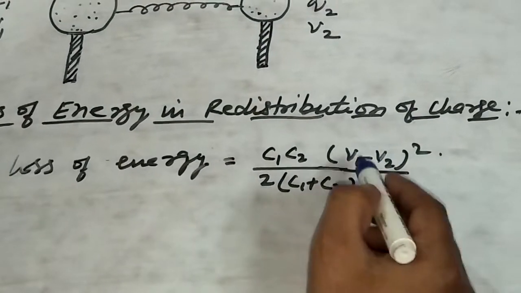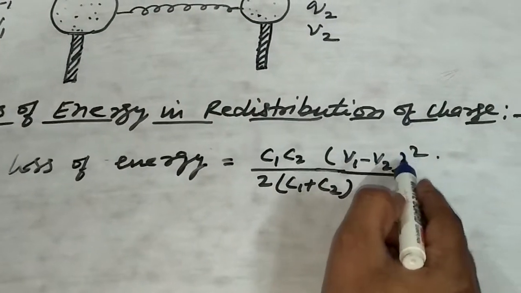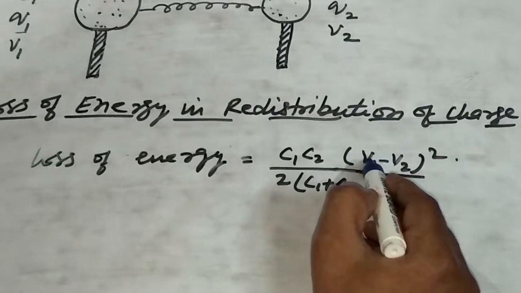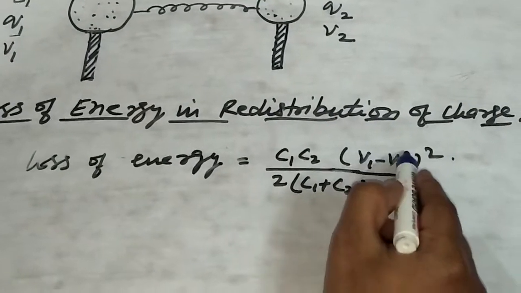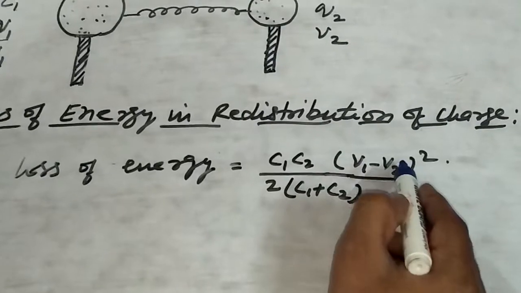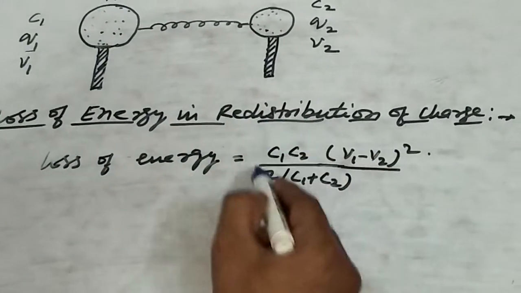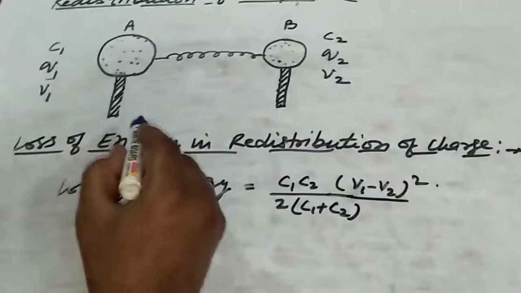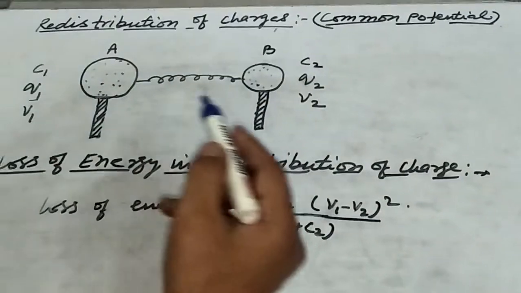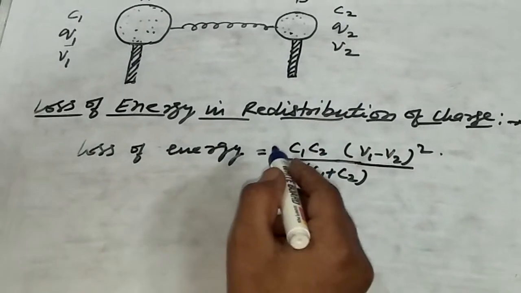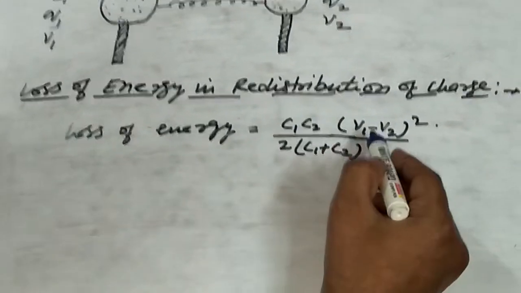And since V1 minus V2 whole square, this quantity always comes positive. Either V1 is less or more, it does not matter. Since this quantity is always positive, the overall loss of energy comes positive. It means in the sharing, or simply you can say in the redistribution of the charges, there will always be a loss of energy, which can be calculated by using this formula.